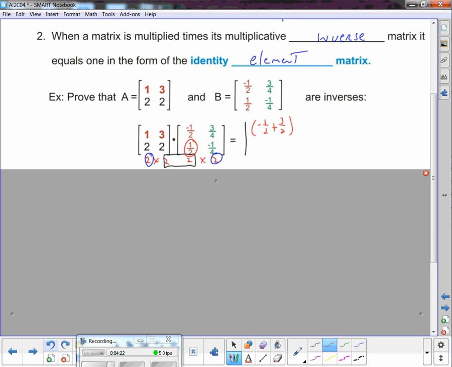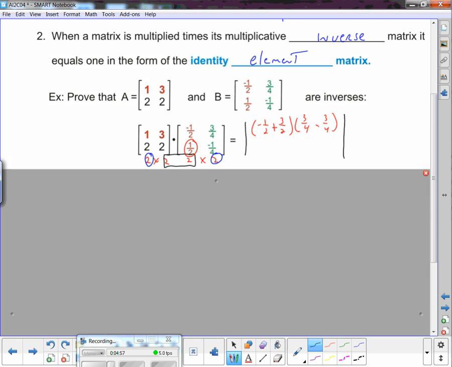And I went across the top row and down the first column. Now let's go across the top row and down the second column to get the second element on top. And let me actually get a little closer here. So now you're at 1. 1 times 3/4, right? It's 3/4. And across is the 3, and down is the negative 1/4. So a positive 3 times a negative 1/4 is a negative 3/4. And we did the top row.